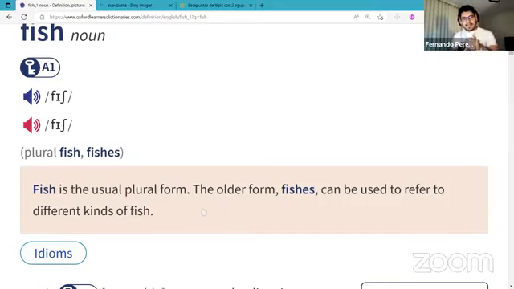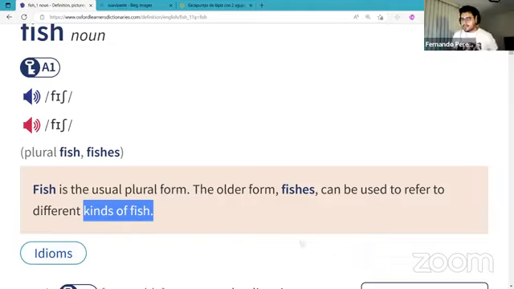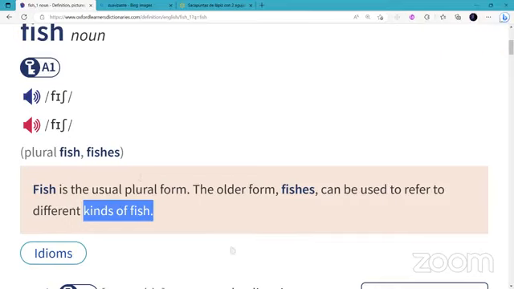In your particular example, you're referring to the animal in general. Then you need to say different kinds of fish. So the uncommon species of fish. Exactly. Uncommon species of fish. Species of fish. Teacher, yes.